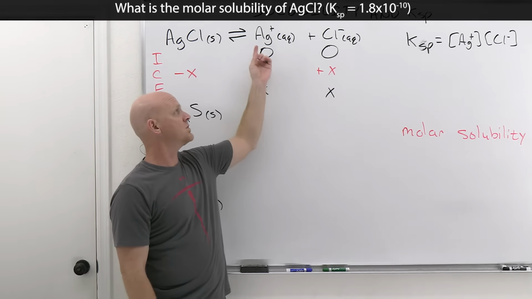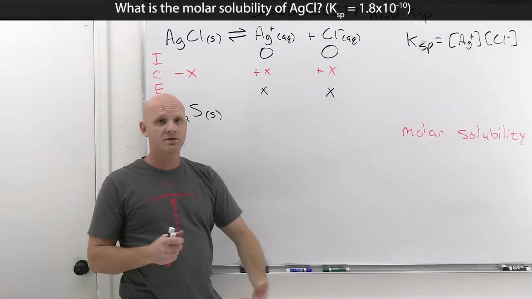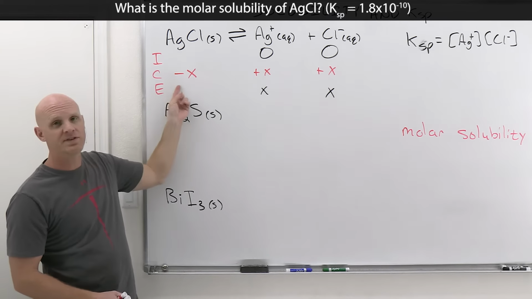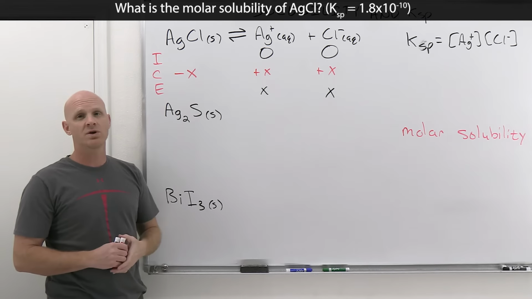And even if you don't just have one of each, one cation and one anion, if it's a 2 to 1 ratio or 1 to 2 ratio or whatever ratio it is, it's still just going to be a minus x here if you filled in the ICE chart for the solid, and it always is just going to be the molar concentration of the solid that dissolved.